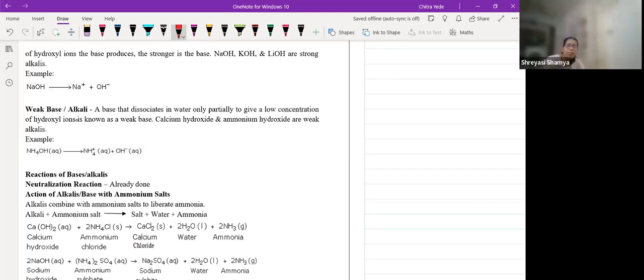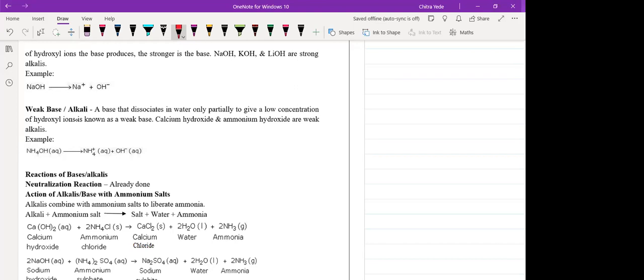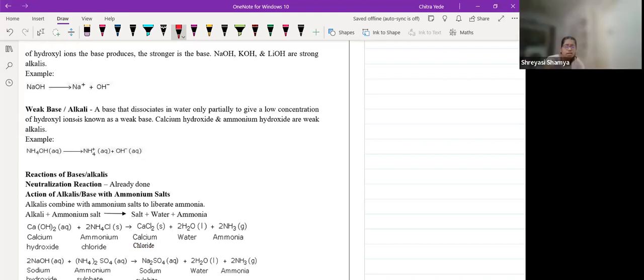Sir, why did they put a slash alkali with it? No, they are alkali only, but they are basic in nature. Bases are many, beta, but those bases that dissolve in water to form OH negative ions are called alkali.